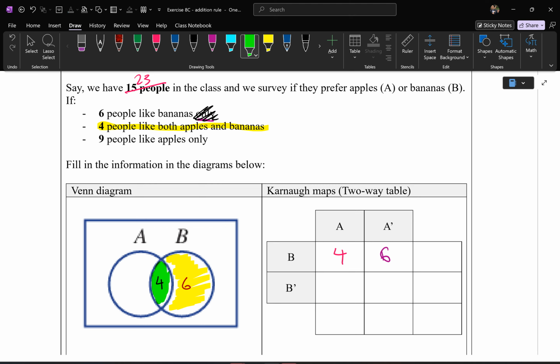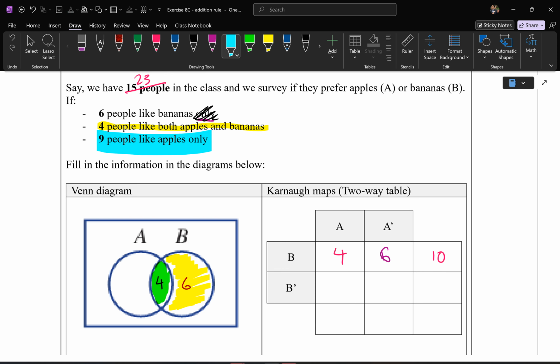That'll be 4. So just looking at the diagram here, we can see visually it makes sense that 4 and 6 actually gives you all of B. Whereas if you did a Karnaugh map approach, it may not have been obvious. 4 plus 6, even though you can write it out as 10, sometimes students may not realize this actually represents all of B. Okay, so that's why I said that this is good for visualizing the problem. This is good for calculations. So in the diagram, it's not obvious that it's 10 right there, but here it's very obvious that the total of B is 10. Yeah? All right, and the last one, 9 people like apples only.